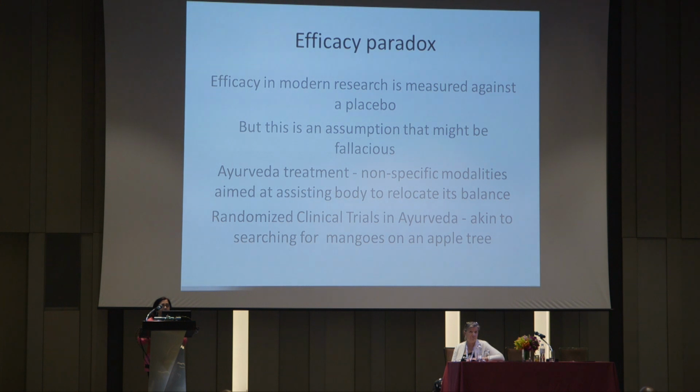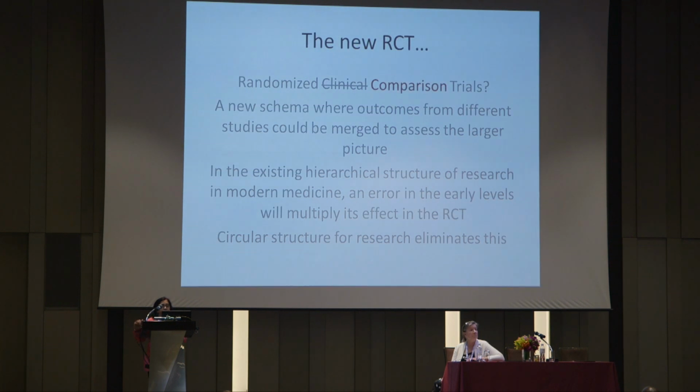But then, as in the efficacy paradox, even in a clinical trial, efficacy in modern medicine is measured against a placebo. But this is an assumption that might be fallacious. In Ayurveda, non-specific modalities are aimed at assisting the body to regain its balance. Whereas the newer kind of RCT is randomized, maybe a comparison trial, with a new scheme where outcomes from different studies are merged together to assess a larger picture.